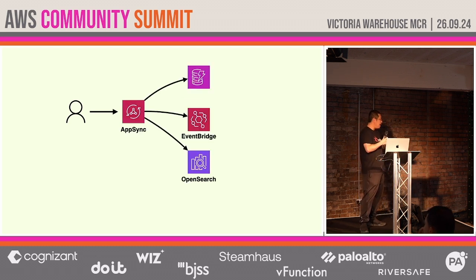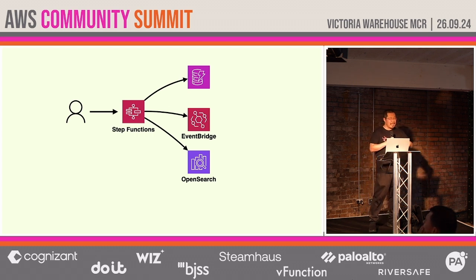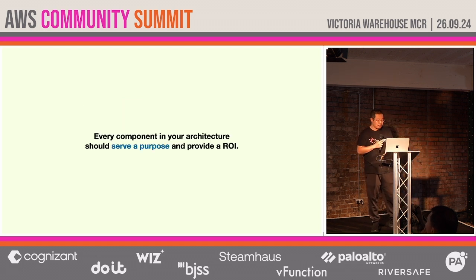And if you're building APIs, there's also AppSync as well for GraphQL. Workflows, you've got Step Functions. Again, they can just do all of that, writing stuff to DynamoDB and putting stuff into EventBridge for you without you having to write custom code.